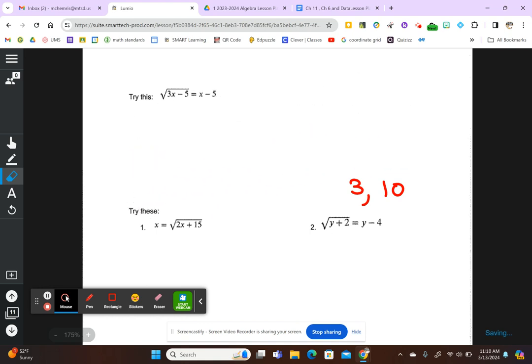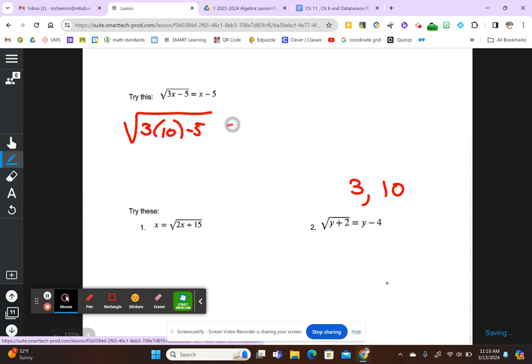So now when I plug them in, first let's check the 10. I have the square root of 3 times 10 minus 5 equals 10 minus 5. Well, 30 minus 5 is 25. The square root of 25 is 5. 10 minus 5 is 5. So 5 equals 5 is good. So we know 10 works.